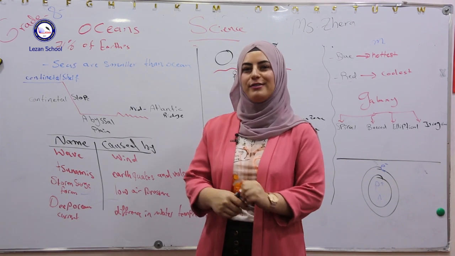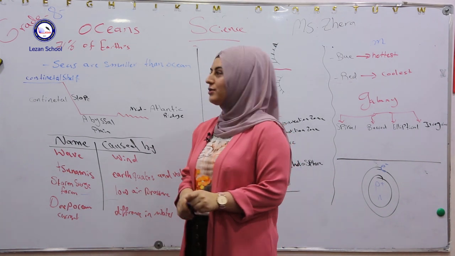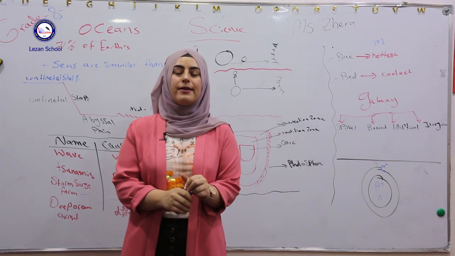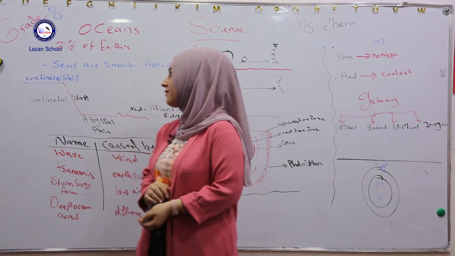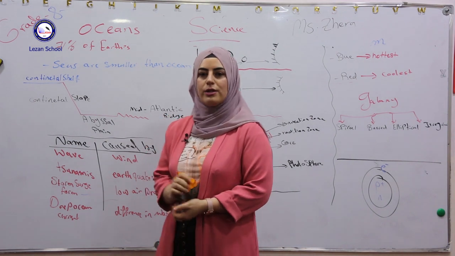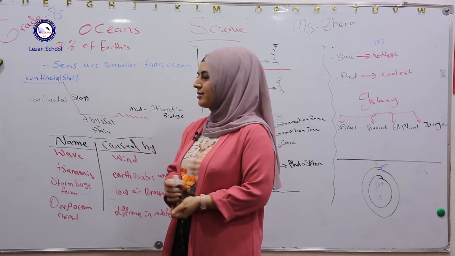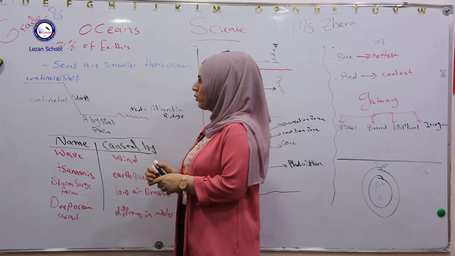Today we are going to be doing a review for grade 6. We will start in the ocean chapter. In the ocean chapter, what's the ocean? 71% of Earth is covered by water. In the 71%, seas are smaller than the ocean. So the ocean is greater than the sea, and seas are smaller than the ocean.